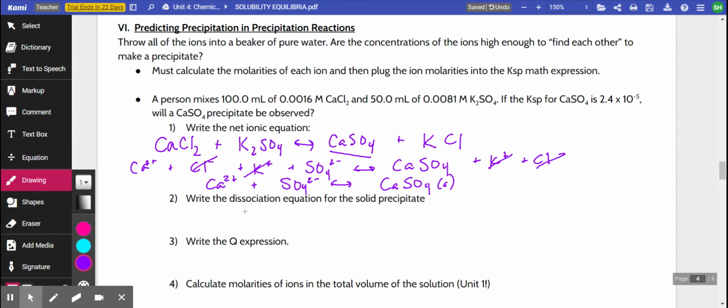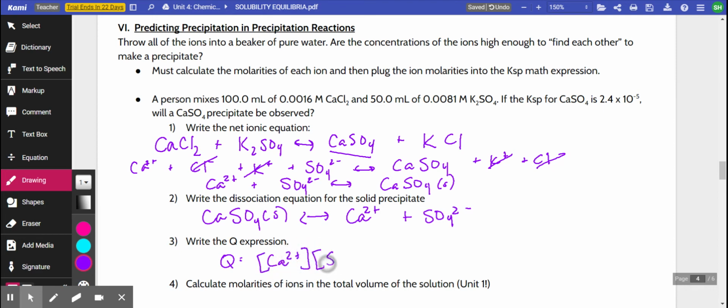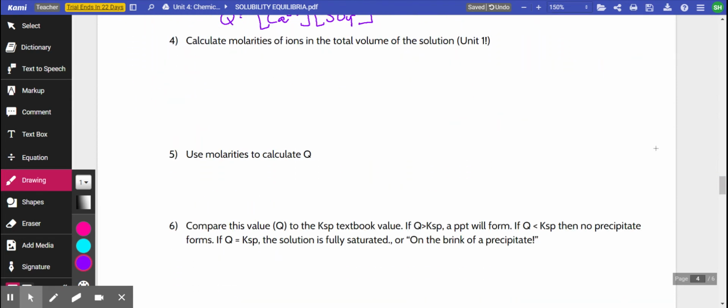The next thing we're going to do is write the dissociation equation, or the ionization, of our solid precipitate. We start with the solid, CaSO4, and at equilibrium we have calcium ions and sulfate ions. So our Q expression is Q equals the concentration of calcium times the concentration of sulfate. We don't need to raise any powers here because there are no coefficients in the equation.